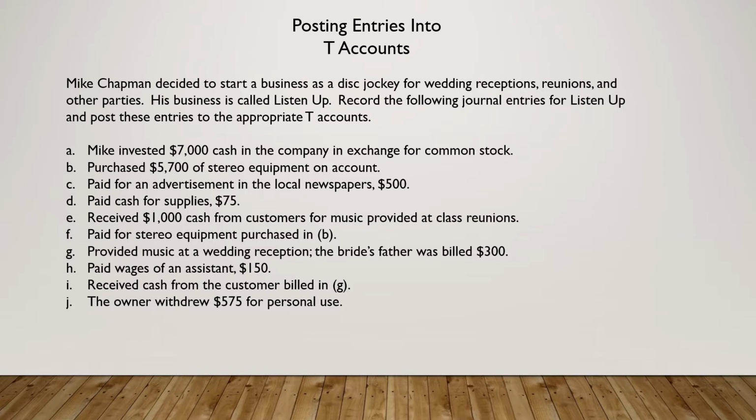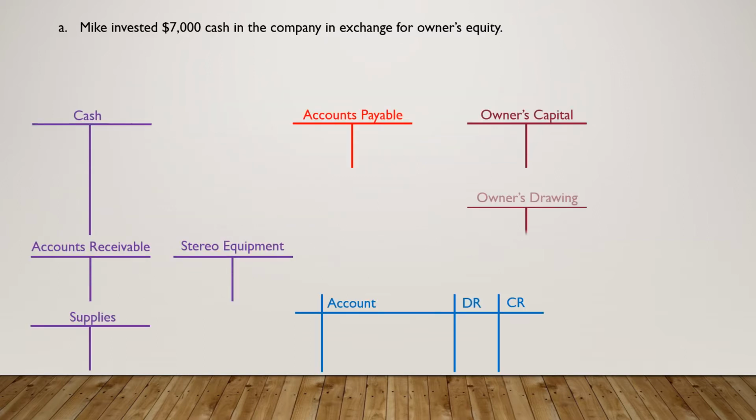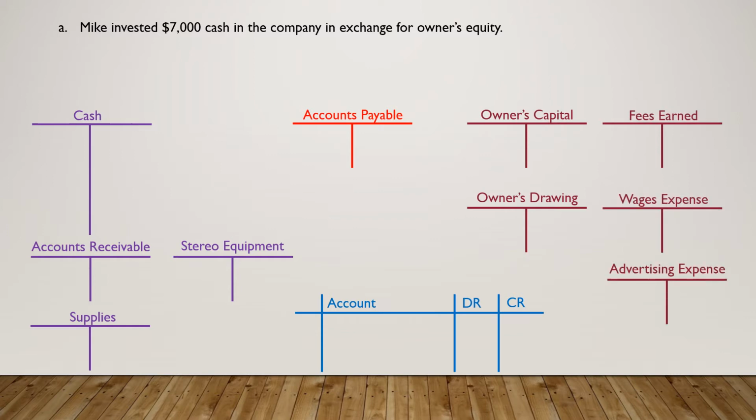Note: based on the textbook, transaction A should probably be Mike invested $7,000 in cash in exchange for owner's equity, not common stock. This material covers the sole proprietorship format of a business. The accounting for the corporate entity will be addressed later. In either case, the first transaction is Mike investing $7,000 for equity in the company.